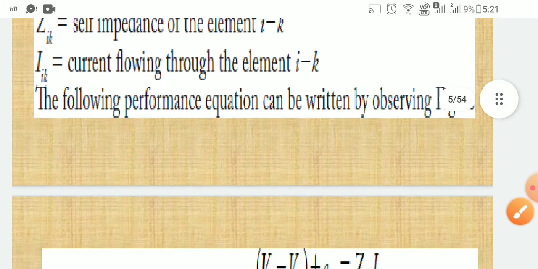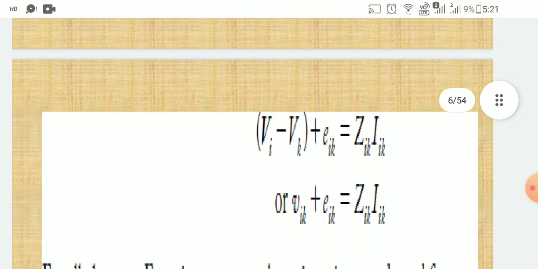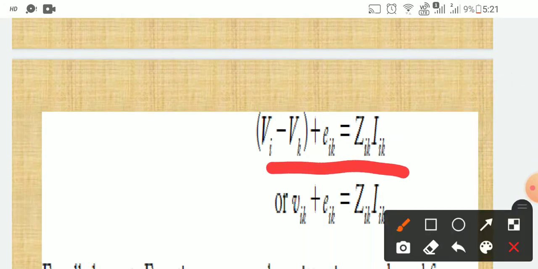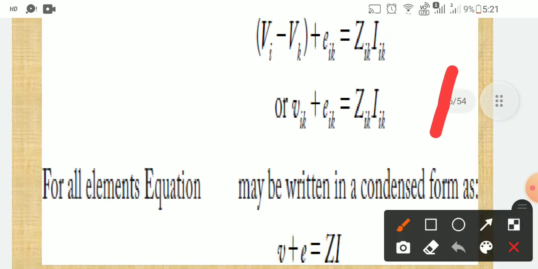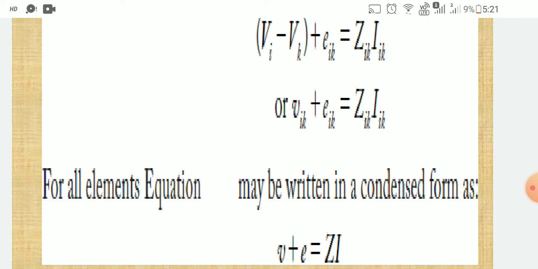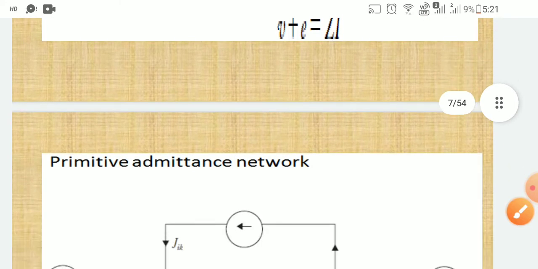The following performance equations can be observed, and this is the generalized equation. V of i minus V of k plus the source value gives I of ik into Z of ik. This is the generalized equation. The condensed form of the equation is V plus E is equal to Z into I.